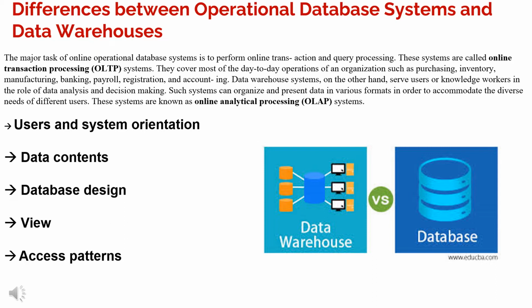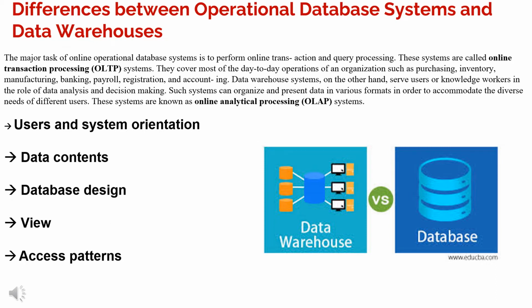Next, the systems which can organize and present data in various formats in order to accommodate the diverse needs of different users are known as online analytical processing systems, that is OLAP. The major distinguishing features of OLTP and OLAP are summarized below.